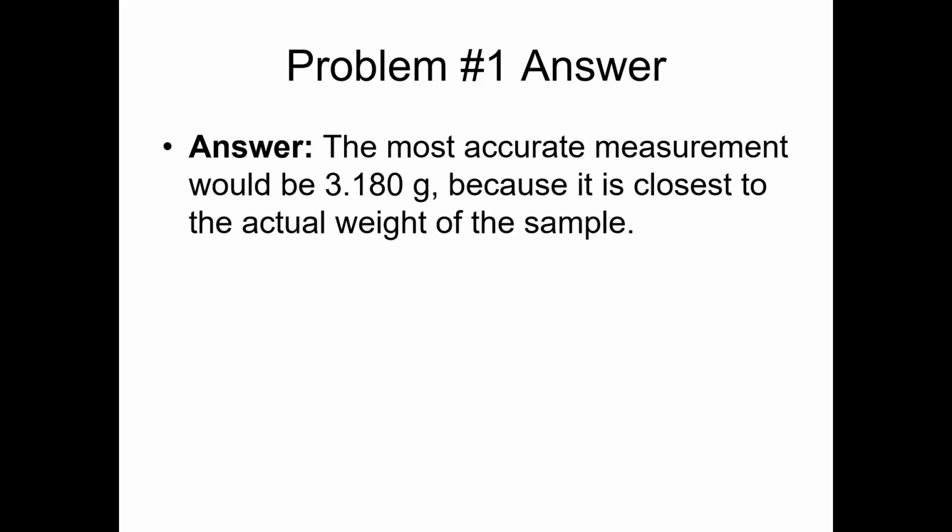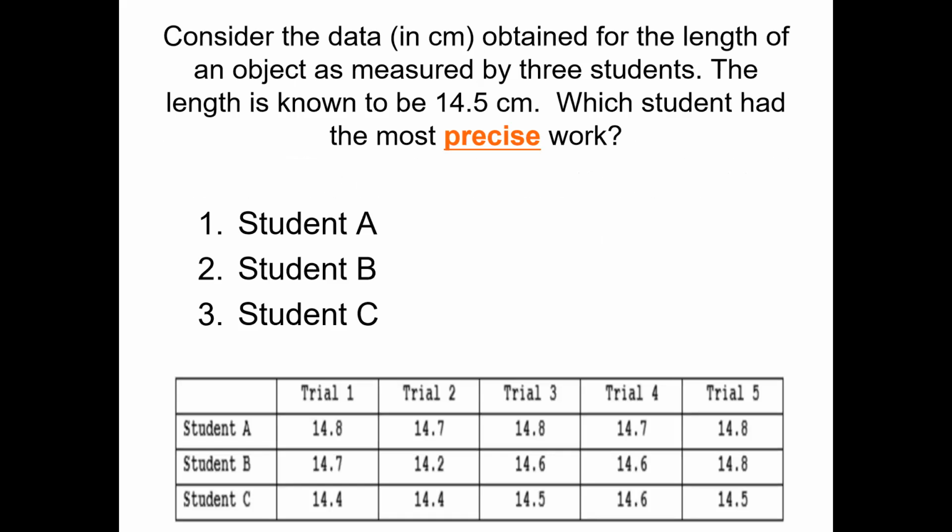All right, now, this one is telling you, look at the data. Look at the length of the object that is known to be 14.5. Which student had the most precise work, A, B, or C? Okay, let's look. You have a table, you have the trials, there's 5 trials per student. Which one was most precise? Okay, student C, you say. Okay, let's see.